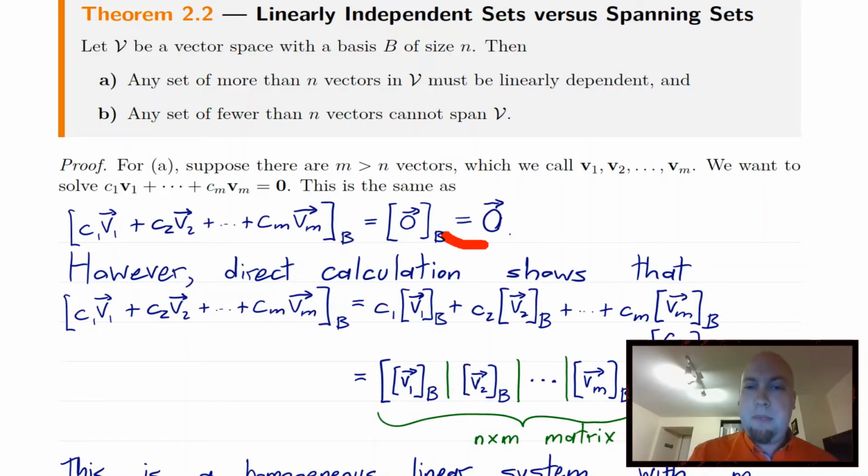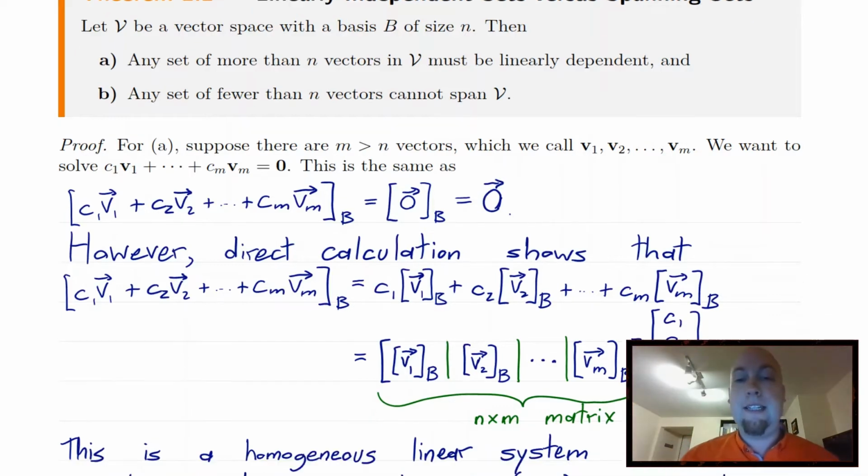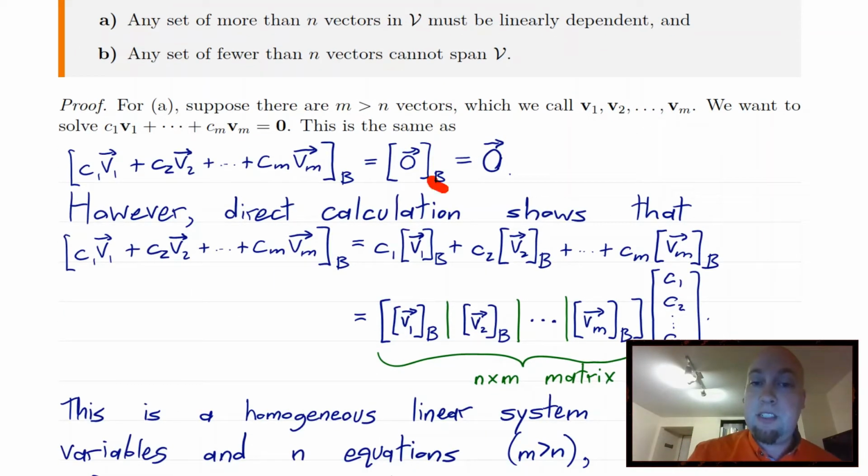This is maybe a minor theorem in itself, but it should be reasonably believable that the coordinate vector of the 0 vector with respect to any basis is always just the 0 vector. This is just the vector that has n 0 entries in it. Because how do you write 0 as a linear combination of the members of b? Well, just 0 plus 0 plus 0, and so on.